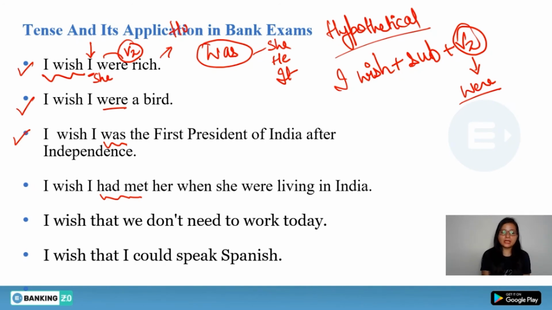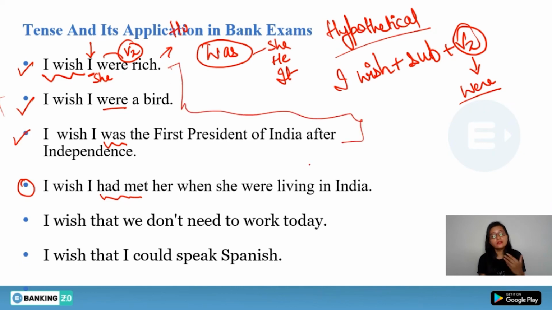But in the fourth sentence, you can see, "I wish I had met her when she was living in India." Now try to understand. This is a kind of conditional sentence. Real conditional sentences and unreal conditional sentences. These three sentences are talking about unreal conditional sentences or unreal situations. This sentence is also talking about an unreal situation, but there is a difference between all these sentences and this sentence.